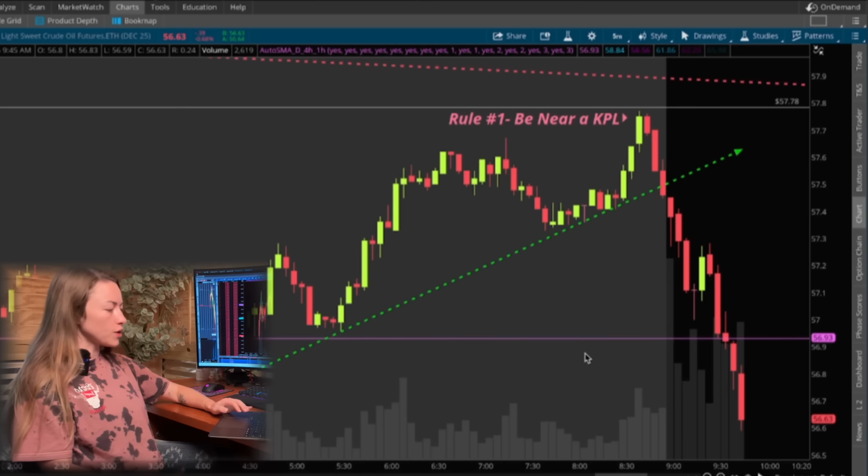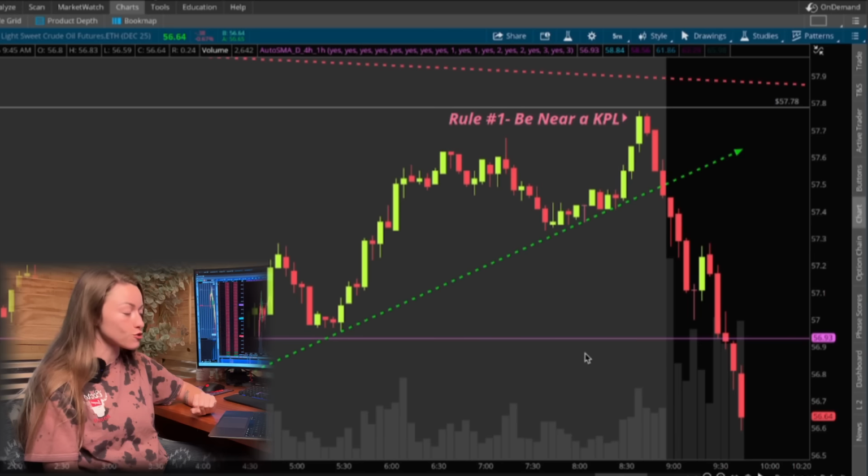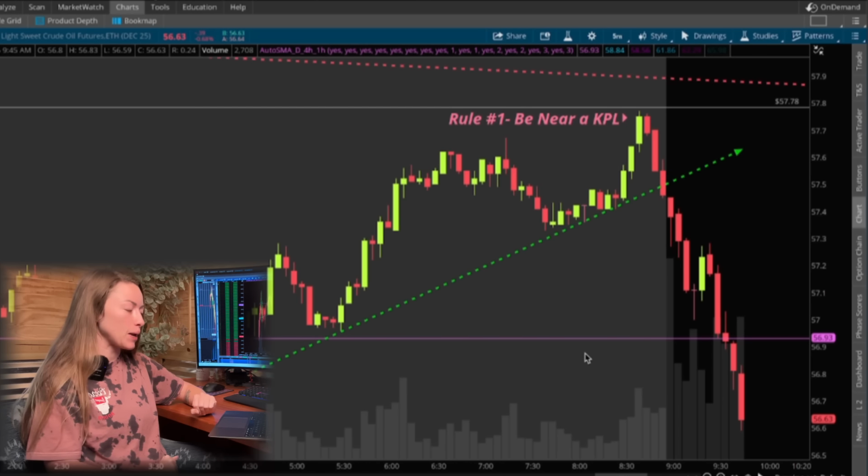and how to prevent yourself from getting faked out. Okay, rule number one, and this is an absolutely crucial rule for me and my strategy with trading reversals, is be near a KPL. Now, I know the first question you guys are going to run to my comments with is, "Britt, what is a KPL? What does it stand for? And how do you find them?"